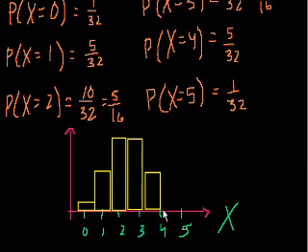And let's say this last one is for 5. Nope. The drawing is the hardest part. It's going to look something like that. All right. So this is for 5, and this is for 4 right here. This right here is 10 over 32, or 5 over 16. This is 5 over 32. And this right here is 1 over 32.